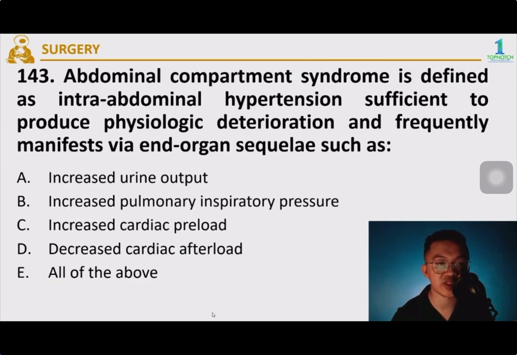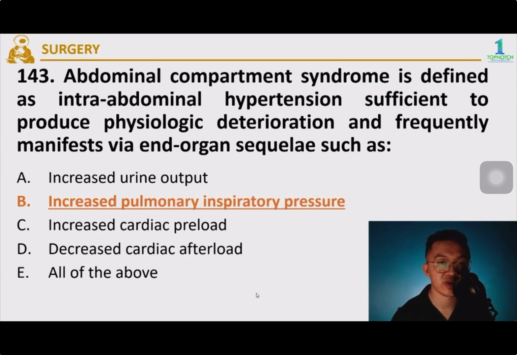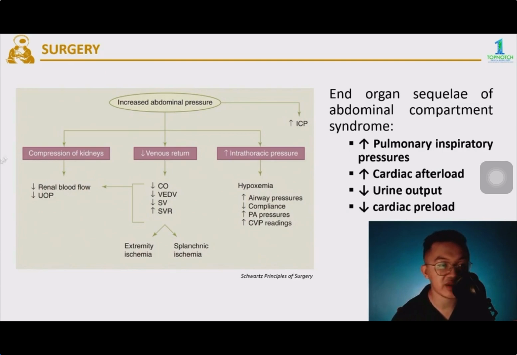143, abdominal compartment syndrome is defined as intra-abdominal hypertension sufficient to produce physiologic deterioration and frequently manifests via end organ sequelae such as. Abdominal compartment syndrome usually presents with increased pulmonary inspiratory pressure. An increase in abdominal pressure is going to cause compression of the kidneys, leading to decreased urine output. A decrease in venous return, because of the compression of the inferior vena cava, ultimately leads to decreased cardiac output, leading to ischemia and splanchnic ischemia.